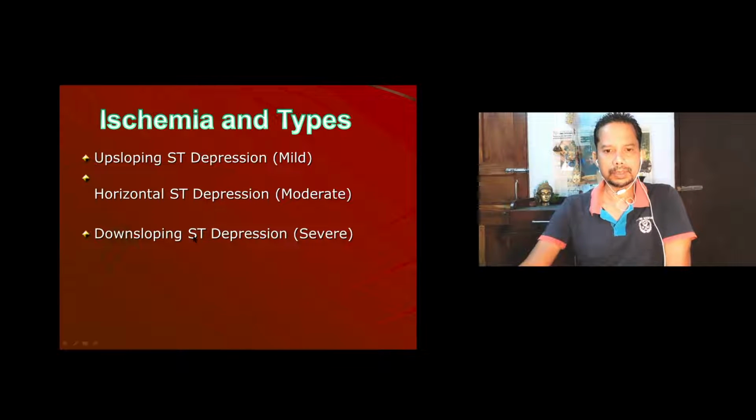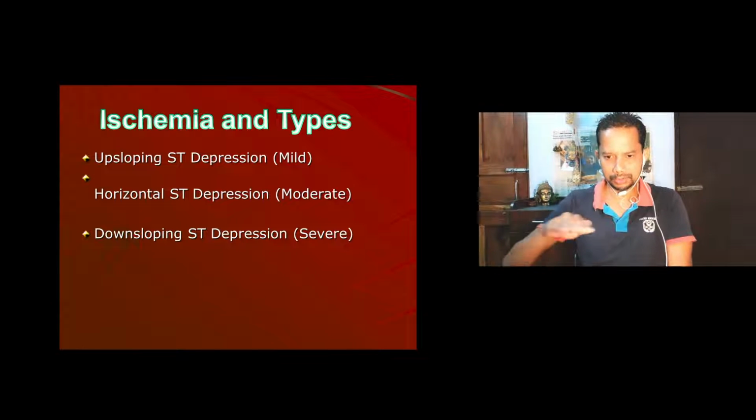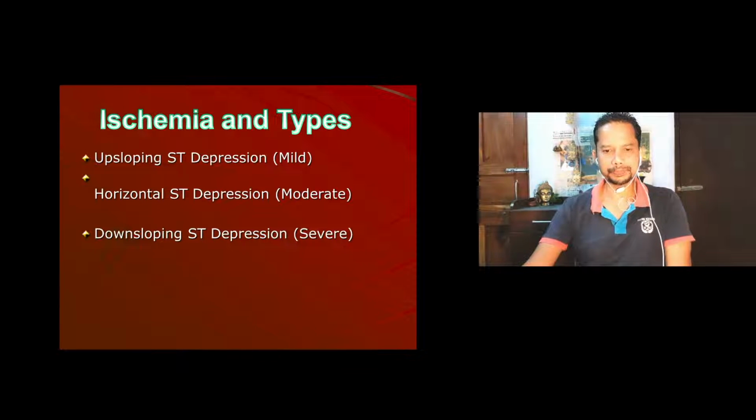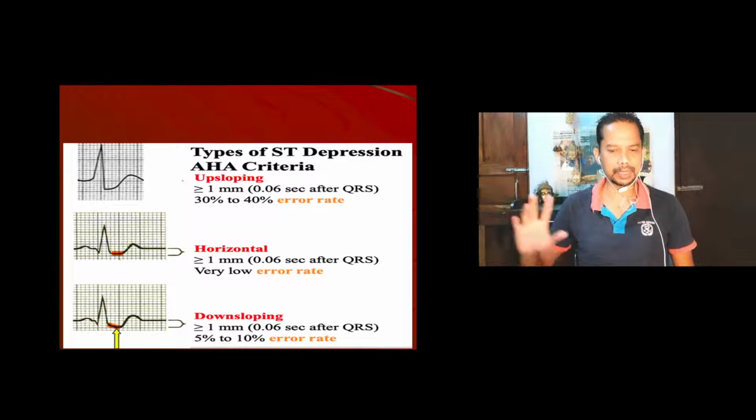Okay, and I told you in the last lecture, there can be upsloping ischemia, horizontal ST depression and downsloping ST depression. This is what the upsloping ST depression will look like. There will be an R wave, and the ST is depressed, but it is moving up towards the isoelectric line. Then there is the horizontal one: P wave, QR, and the ST doesn't reach the isoelectric line. It is horizontally progressing, then it makes a T wave.